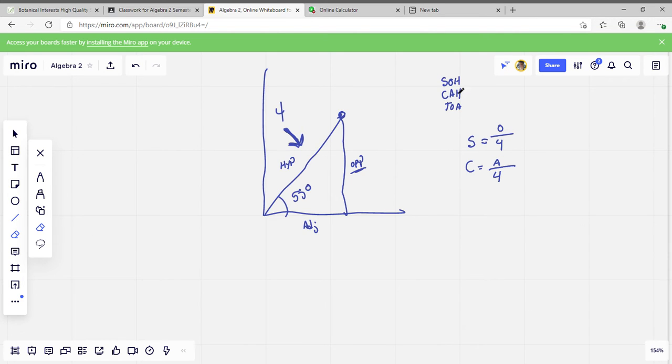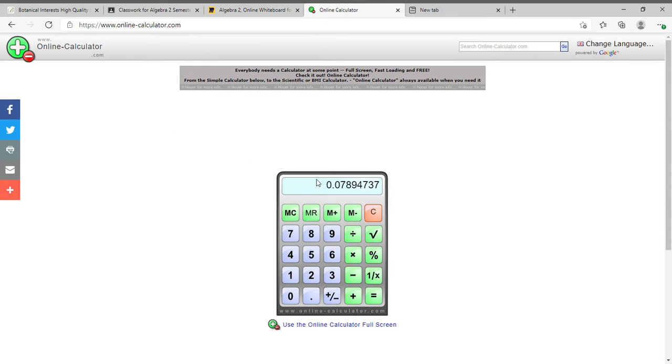Alright, so first for sine, we're going to say the sine of 57 degrees equals opposite over 4, and so we'll multiply times 4 and multiply this side times 4, so we need the sine of 57 degrees times 4, so we'll go to our calculator.